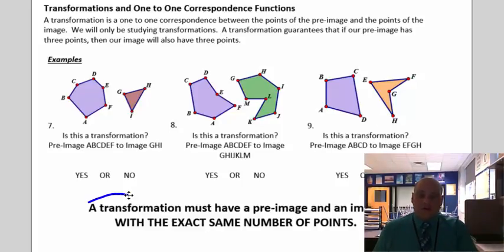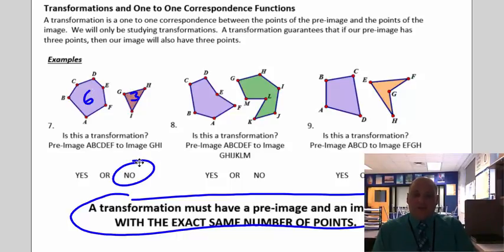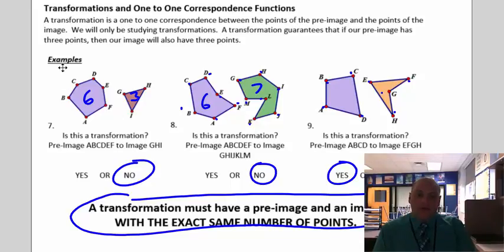Okay, so hopefully you saw this down here. A transformation, pre-image to image, must have the exact same number of points. So let's see. 1, 2, 3, 4, 5, 6 points. And here we have 3, so this would not be a transformation. 1, 2, 3, 4, 5, 6 points. 1, 2, 3, 4, 5, 6, 7 points. 6 to 7, not a transformation. And here, 1, 2, 3, 4 to 1, 2, 3, 4, and that would be, yes, a transformation. Okay, so again, no here, and then yes here.